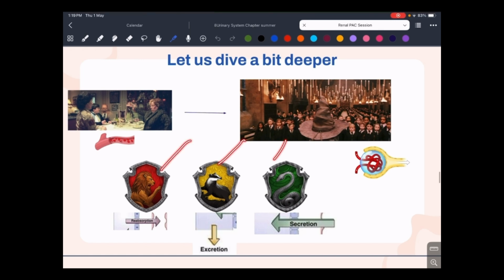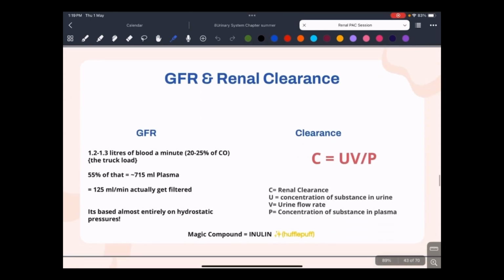And they have 3 fates. Gryffindor, they get reabsorbed. Hufflepuff, they get excreted. And the evil ones, again, sorry, they get secreted into the urine. GFR is how much the kidney is filtering per minute, and the normal amount is 125. Again, this is a passive process based entirely on hydrostatic pressures.